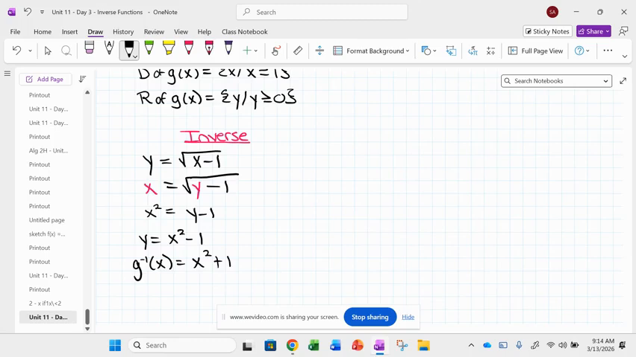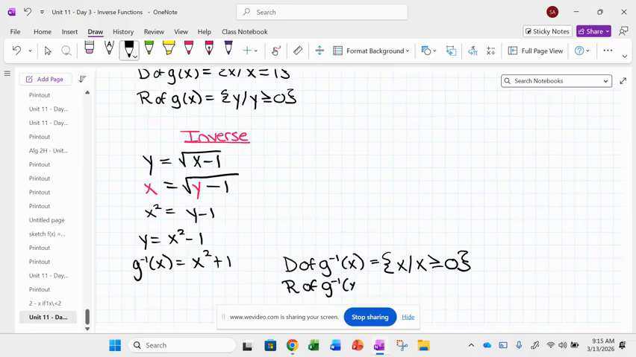Is this good enough for the equation of my inverse? Absolutely not. The inverse of a shooting star will never be a parabola. What changes this parabola from looking like a parabola to looking like a shooting star when I come to graph it? Amanda? The domain. So now I have to include the domain and range of the inverse. So the domain of the inverse function is the range of the original. So I'm going to say x such that x is greater than or equal to 0. And the range of the inverse is the domain of the original. So y such that y is greater than or equal to 1.